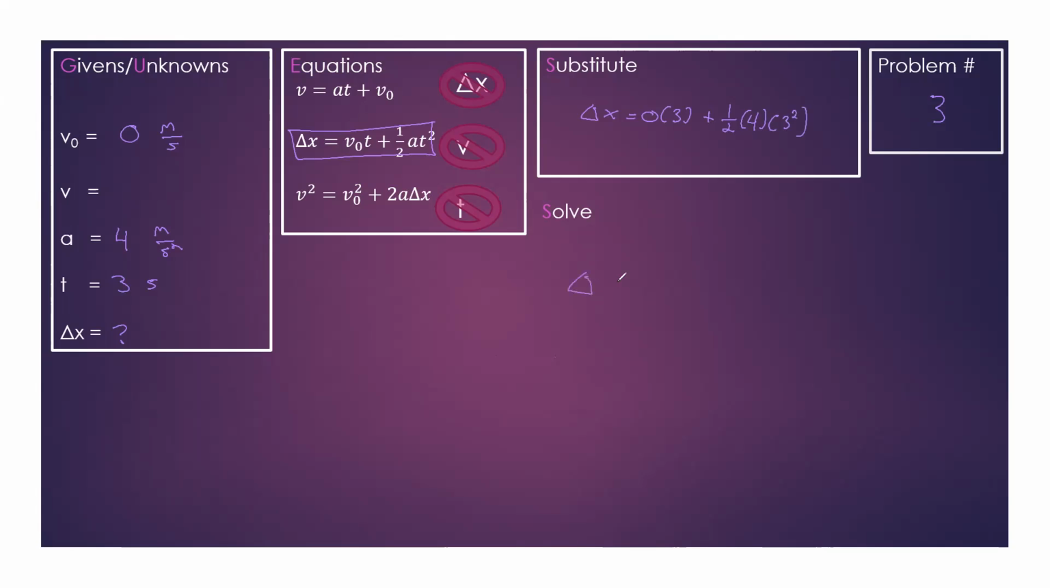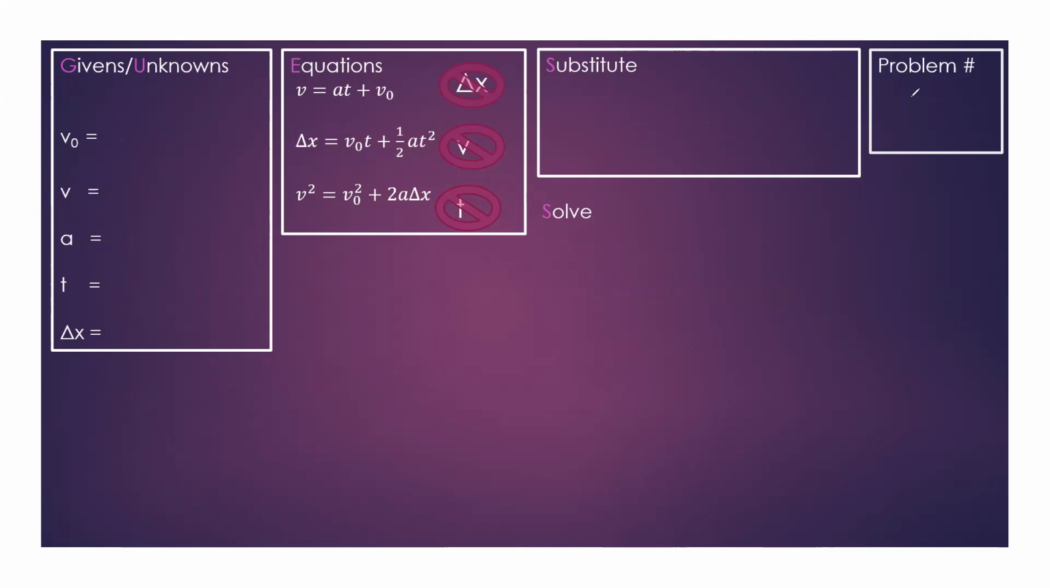So to solve this, delta x equals 0 because 3 times 0 is 0, plus 1/2 times 4 times 9 because that's 3 squared. So delta x equals 1/2 times 4 is going to give you 2. 2 times 9 gives you 18 meters.